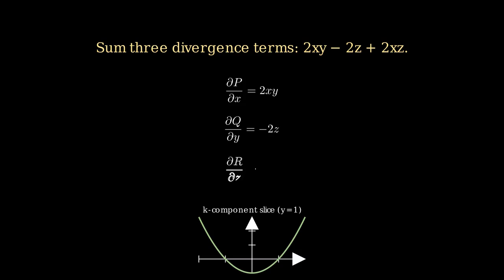Partial of q with respect to y. Z is held constant, y differentiates to 1, multiplied by negative 2, giving negative 2z. Partial of r with respect to z. X is held constant, and z squared differentiates to 2z, giving 2xz. Adding all 3, divergence of f equals 2xy minus 2z plus 2xz.